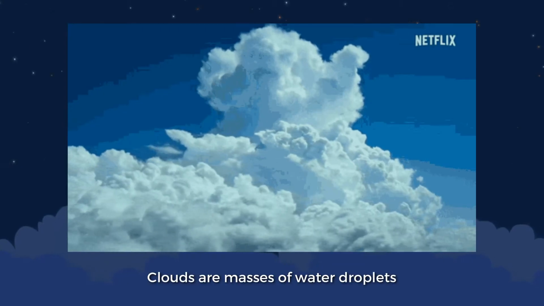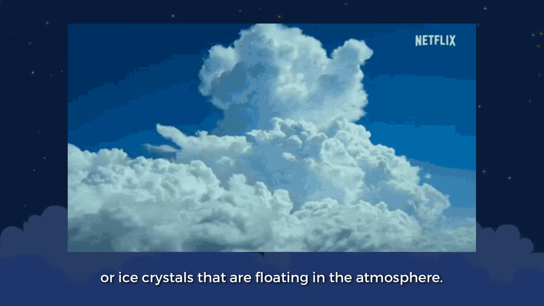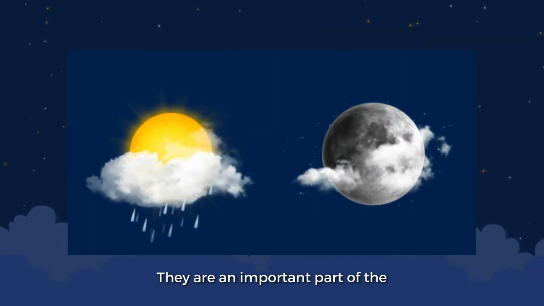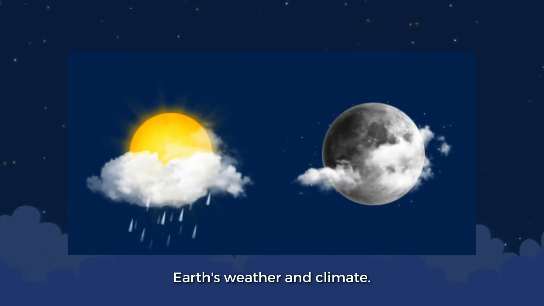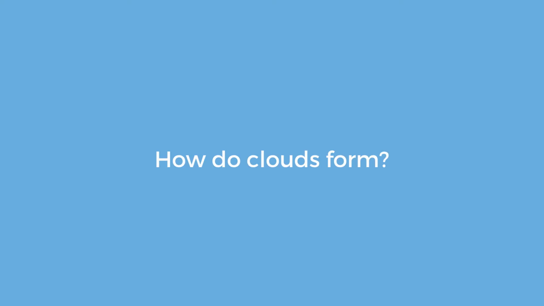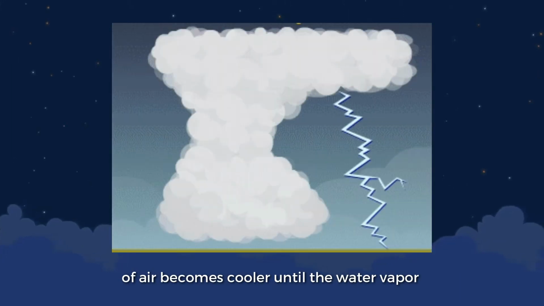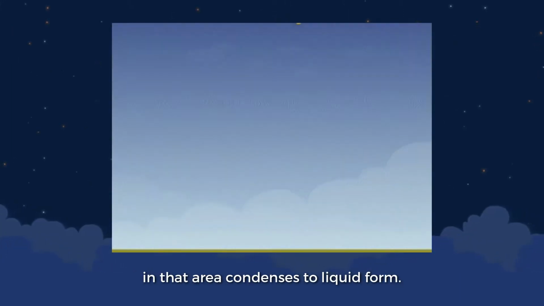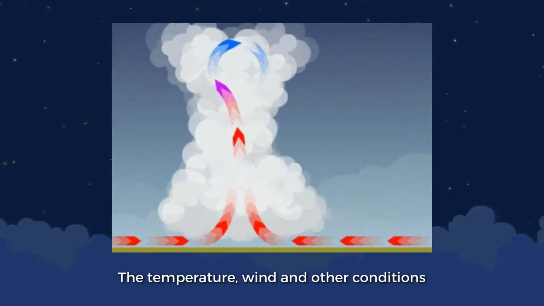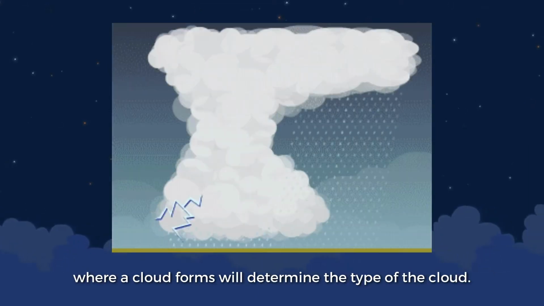Clouds are masses of water droplets or ice crystals that are floating in the atmosphere. They are an important part of the Earth's weather and climate. Clouds form when an area of air becomes cooler until the water vapor in that area condenses to liquid form. The temperature, wind, and other conditions where a cloud forms will determine the type of the cloud.